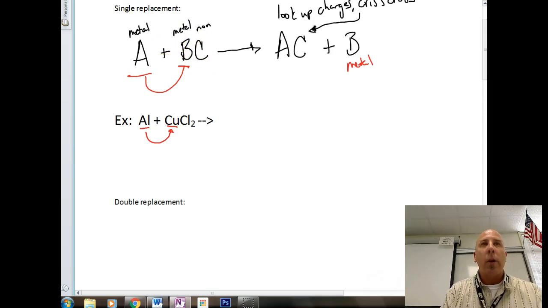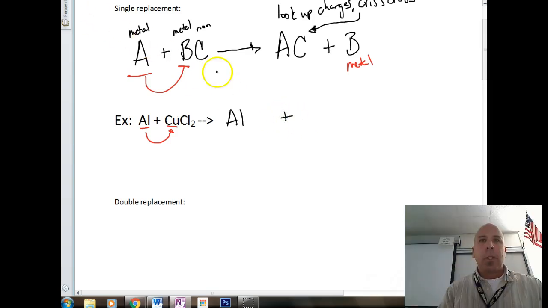Okay, so when we write our new formula, we have to look up our charges for everybody using our periodic table, just like we did when we were writing equations. So the aluminum is, like I said, going to replace the copper. So again, we have to look up our charges and crisscross our charges to get our new formula. So aluminum, as you know, is in column 3A, forms a 3+ charge when it forms an ion.